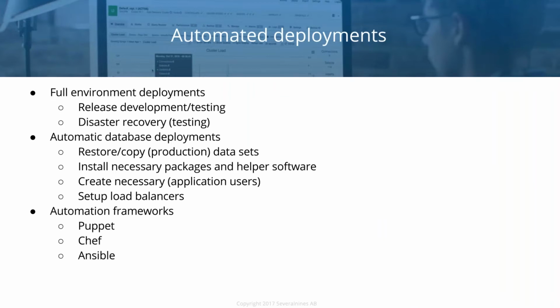Now, automated deployments is another issue that I've named earlier on. If you want to provide a new environment for release or development testing, or for instance for disaster recovery or testing your disaster recovery plans, you need to spin up a full environment of the application, including all the databases. And it also means that your database deployment also needs to, in addition to deploying the database software itself, restore a production copy, for instance, or take the backup from the previous night, install necessary packages, helper software that is necessary, create users, add it to load balancers or set up even these load balancers.